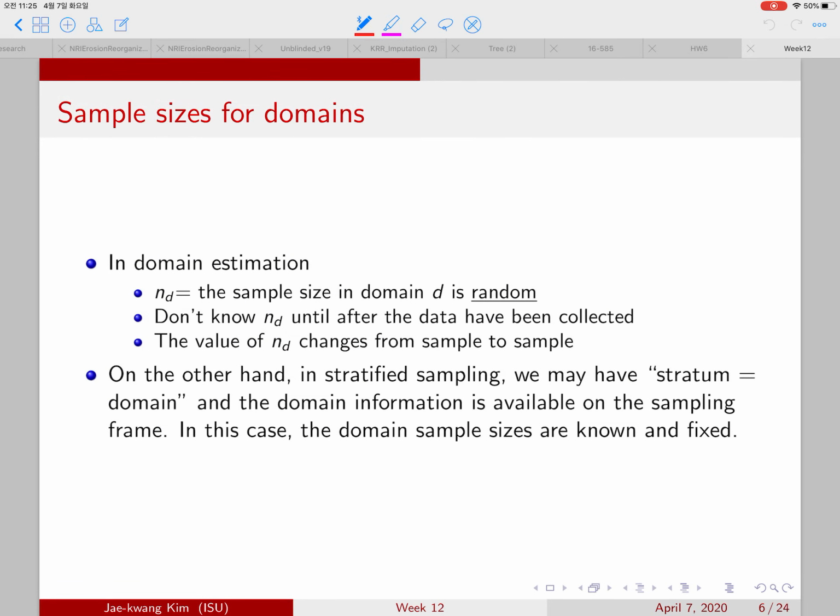Again, in domain estimation, n_d, the sample size in domain d, is random. Unlike stratified sampling, we don't know n_d until after the data has been collected. Thus, the value of n_d changes from sample to sample. On the other hand, in stratified sampling, we may have a stratum as a domain, and in this case, the domain sample sizes are known and fixed.